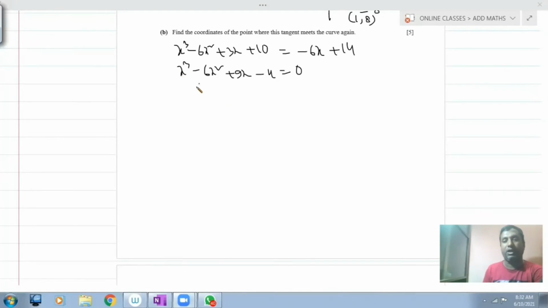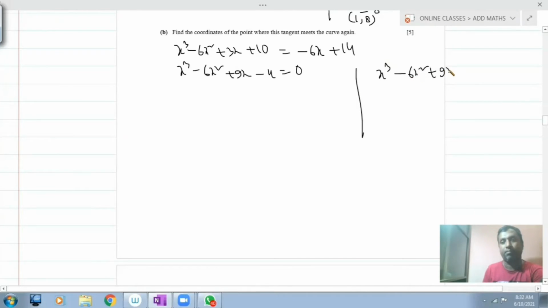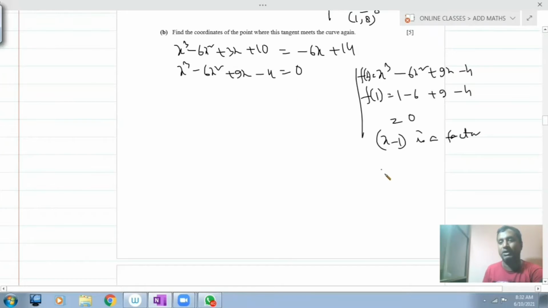If I put here x equals to, let us consider this f(x). Let us put x equals to 1 and check: 1 plus 6 plus 9 minus 4, that is 10. So yes, x minus 1 is a factor. We can write this as a product of (x minus 1) and some quadratic.